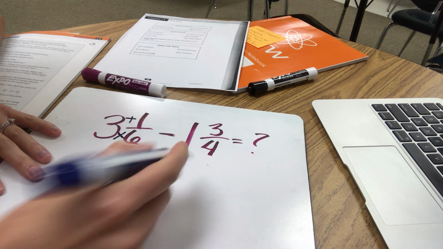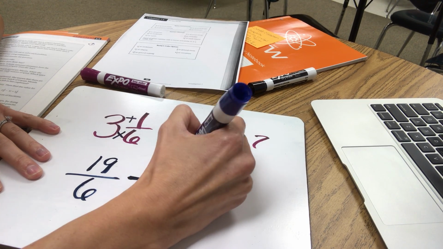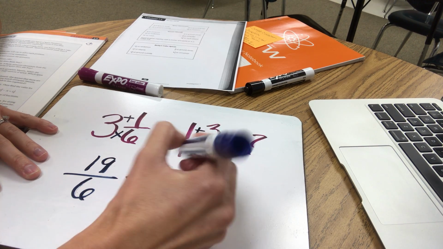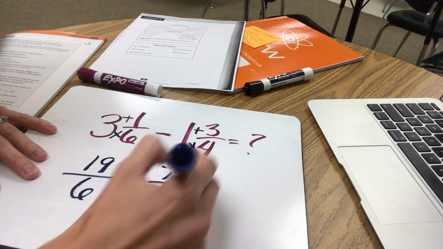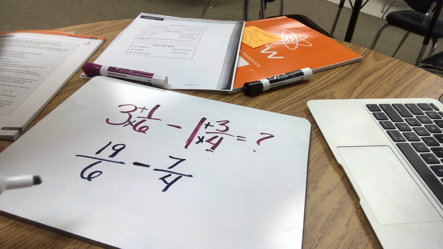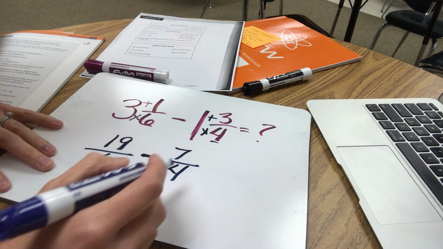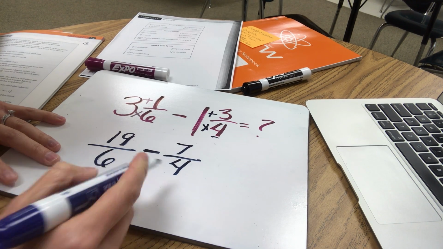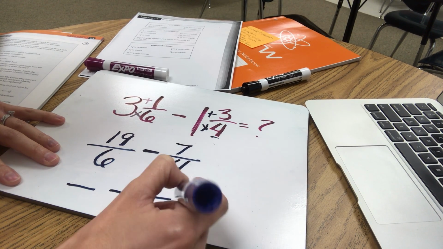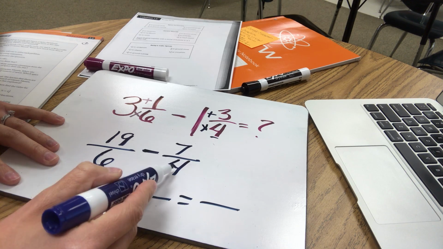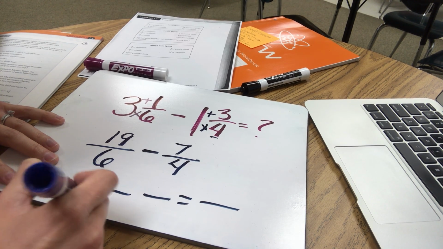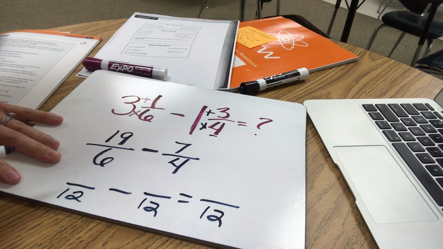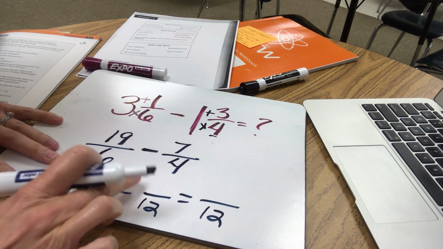It stays a 6. Okay, we're going to do the same thing over here. 4 times 1 is 4. 4 plus 3 is 7. And we leave our denominator as a 4. So we've got 19/6 and 7/4. And we're going to subtract those. So we have to find the common denominator because they're not the same right now. We want these to be the same. Okay, so 6 and 4 both have the least common multiple of 12. So I go ahead and fill in my denominators because I know they're going to be the same across the board.